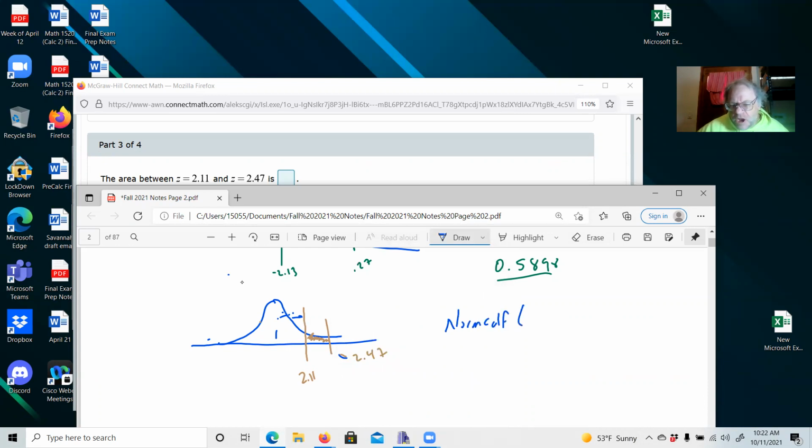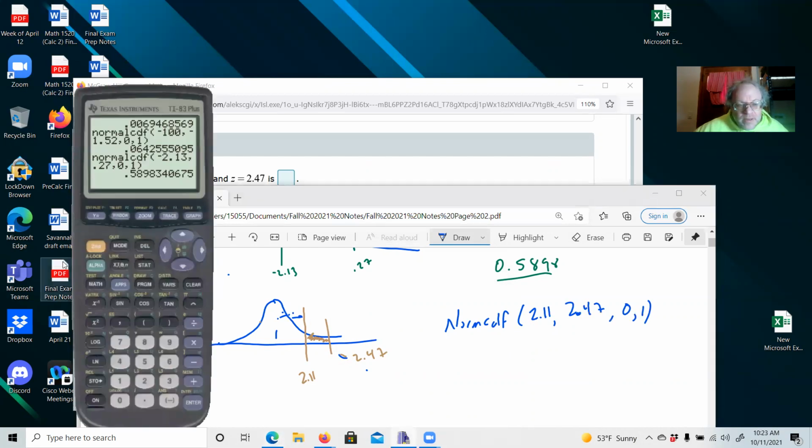Okay. Our min value, 2.11. Our max value, 2.47, standard normal. Okay, and then we're just going to type this in, and that's going to be our answer. So we want second function, distributions, norm CDF, because we're adding some stuff up. So 2.11, comma, 2.47, comma, 0, comma, 1. Enter. There we go. 0.01, about 1% of the data, 1% of the area is in here.